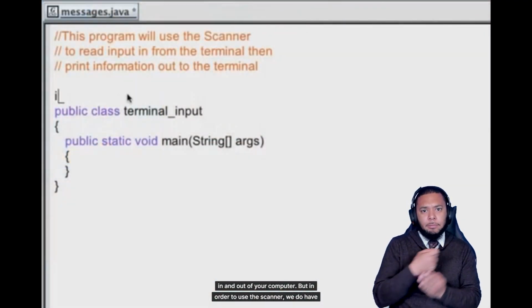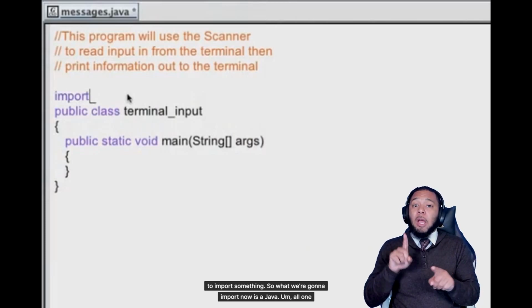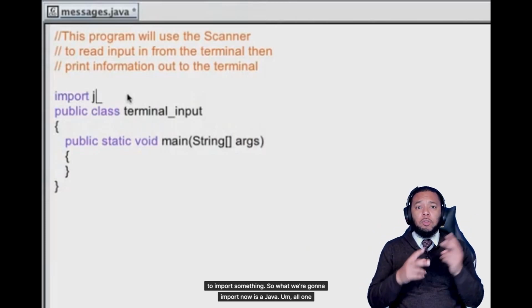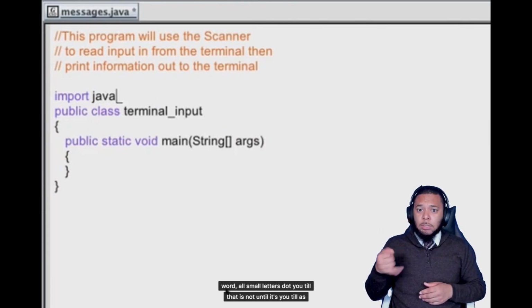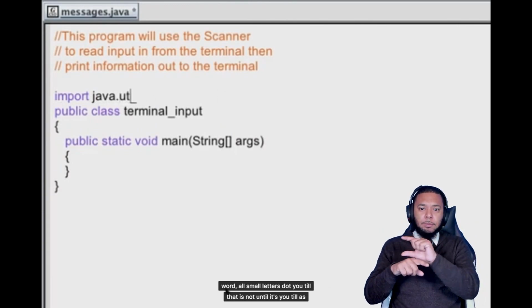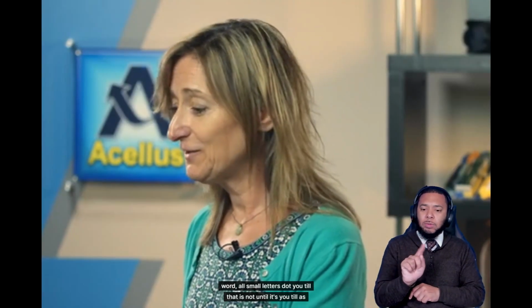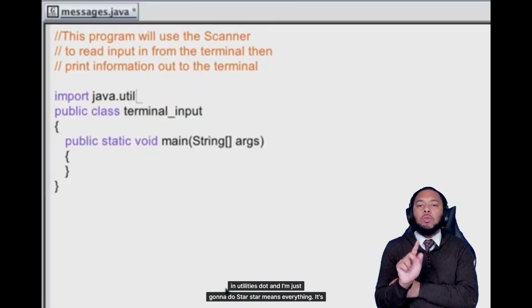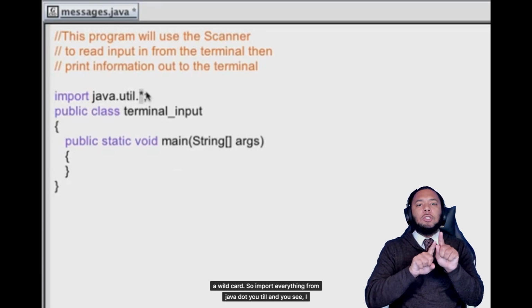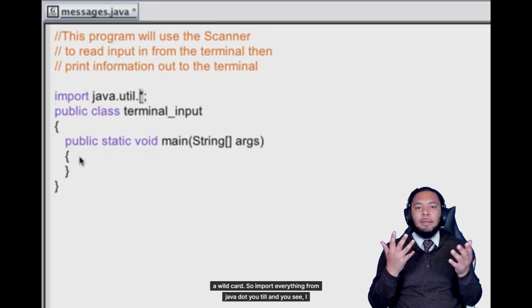And to do that in this program, we're going to use something called the scanner. The scanner is thought of as sort of an easier way to get information in and out of your computer. But in order to use the scanner, we do have to import something. So what we're going to import now is java, all one word, all small letters, .util. That is not "until", it's util, as in utilities, and I'm just going to do star. Star means everything. It's a wildcard. So import everything from java.util.